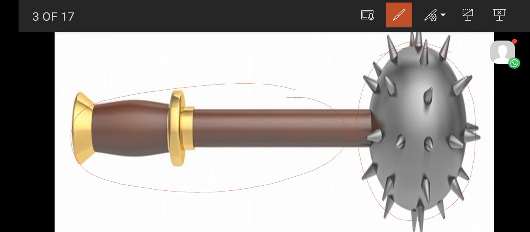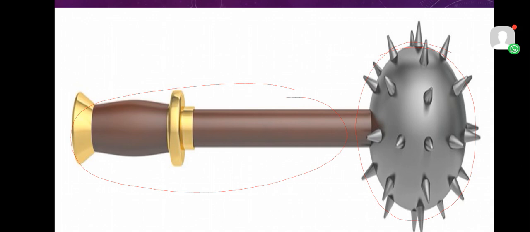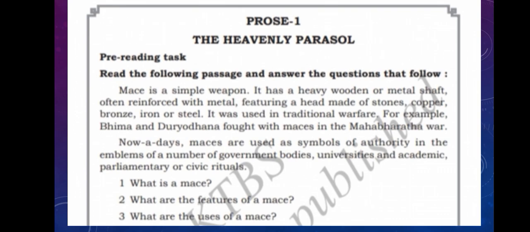Nowadays maces are used as symbols. Symbols means those are used in offices like government offices, university bodies, or parliaments. What is a mace? A mace is a weapon.